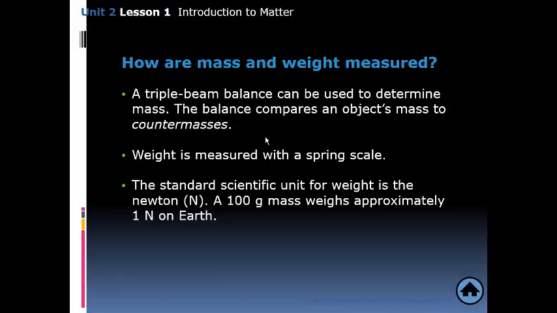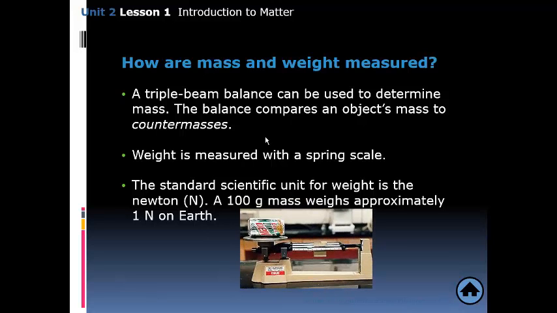The standard scientific unit for weight is a Newton. We commonly use pounds. 100 grams mass weighs approximately 1 Newton on Earth. So if something is 100 grams mass, its weight is 1 Newton on Earth.